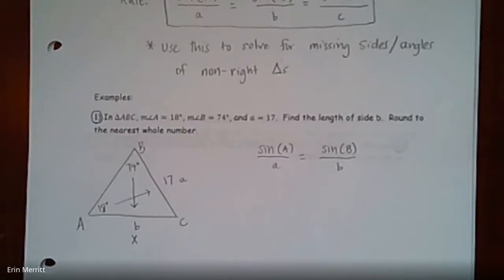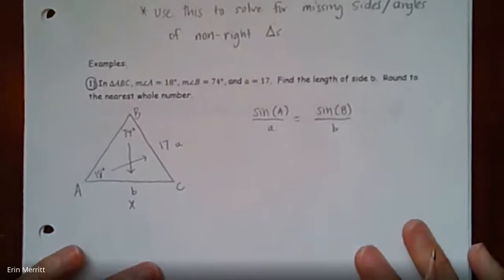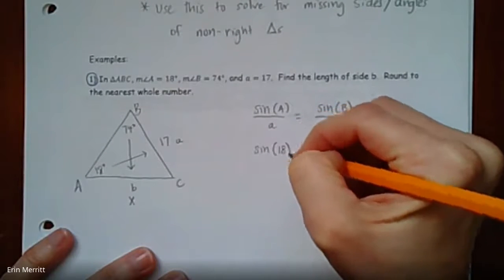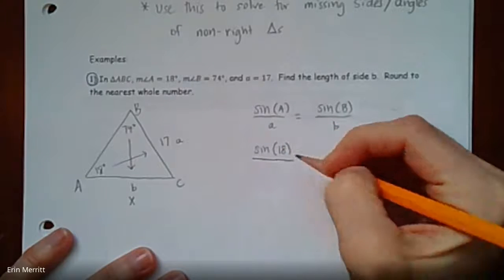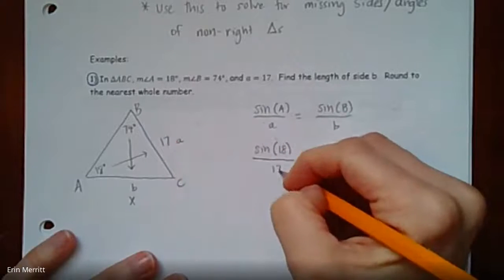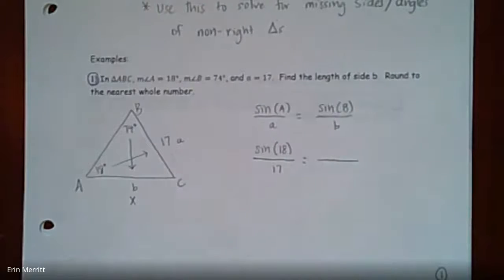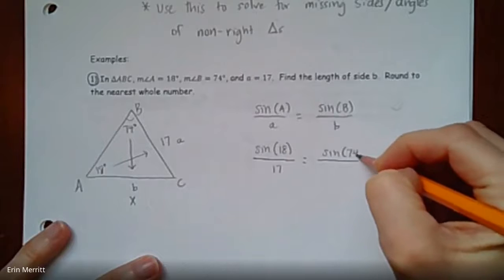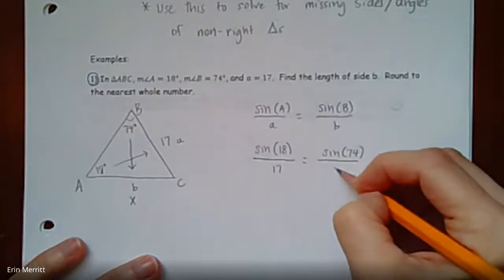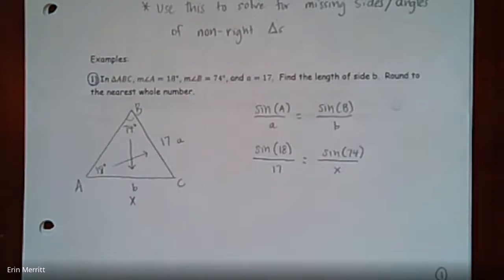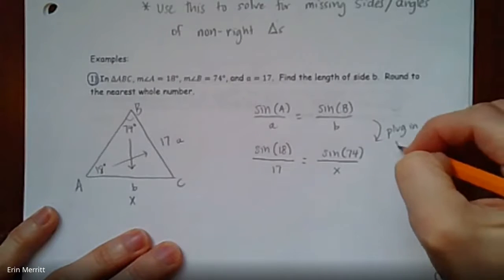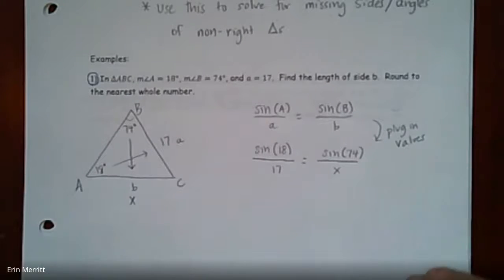All right, let's plug in the stuff that we know. So if we plug in, this will be the sine of 18 degrees over little a, 17. And then think about what goes in over here. Sine of angle B, so that's going to be sine of 74 degrees, and then over plain old x. So first step is to plug in those values.